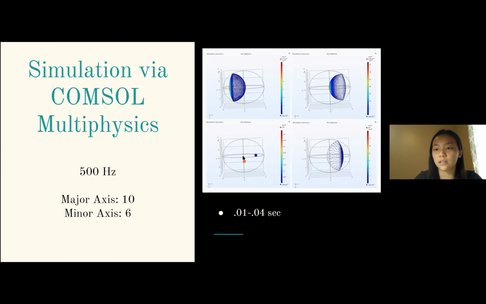Notice that it does not converge perfectly at a single point because these are sound rays, so they are not perfectly modeled through particles, and also there are imperfections and absorption within the walls, which I will get to on the next slide.